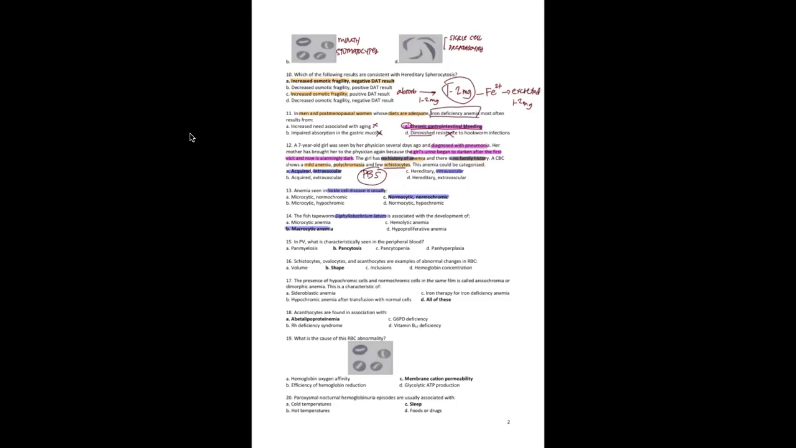Question number 15: in PV, or polycythemia vera, what is characteristically seen in your peripheral blood? Let's go through them one by one. There is myelosis. They say our WBC is high. Yes, but not only WBC. Remember, in polycythemia vera there's an increase in your RBC, your WBC, and even your platelets.